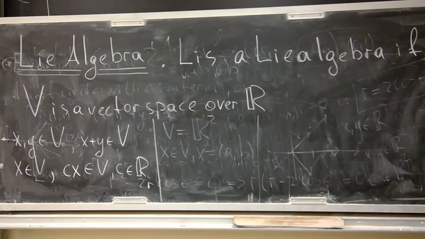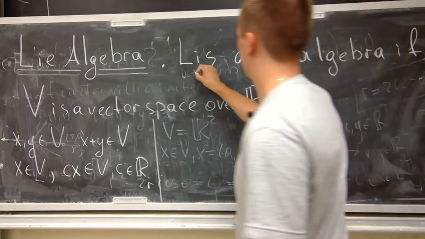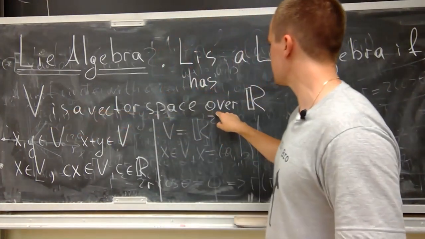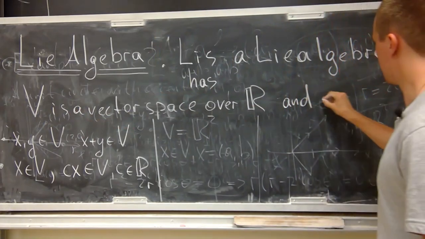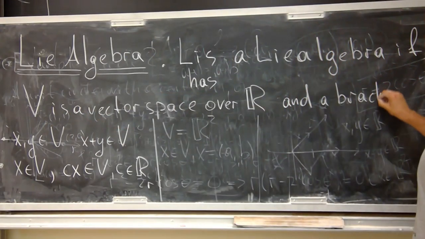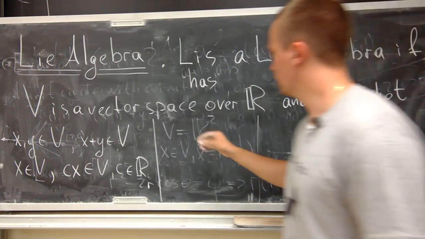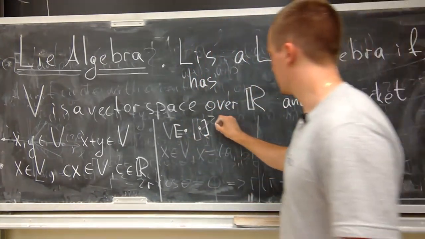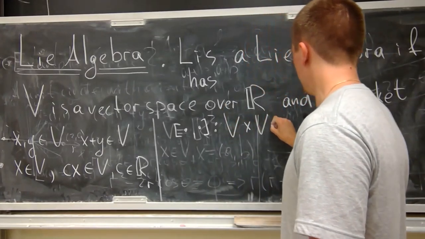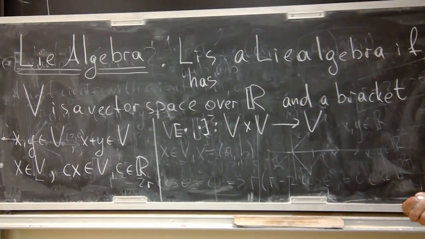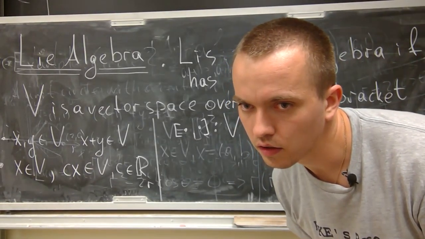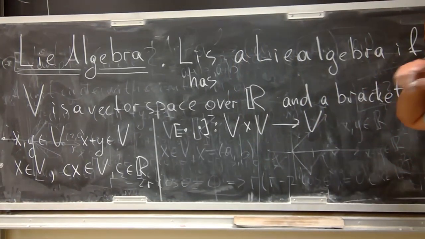If L has a vector space V and a bracket, and this bracket will give us our desired multiplication, because we have a bracket that takes V cross V and sends it to V. So this is how multiplication works. You take two elements, you multiply them, and send the result to V.